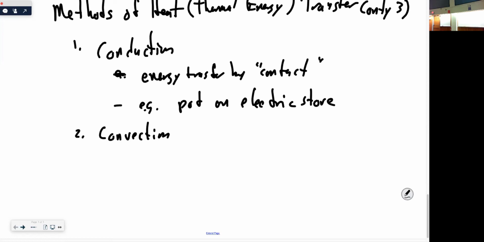Not really, because in conduction, the atoms themselves don't move. They're just interacting with one another. In convection, the atoms themselves move. This really is energy transport by bulk motion of stuff. Energy, I'll say E, transport, transfer, by bulk motions.